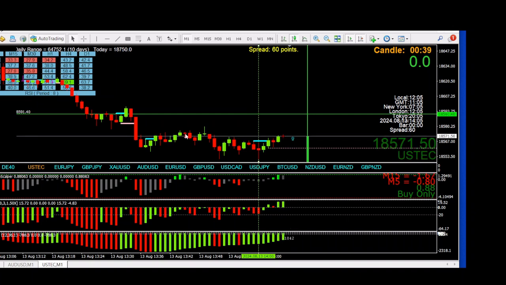As it is, we're trading into resistance, so it's really risky. But US tech is highly volatile anyway. But we're just observing. That's interesting.